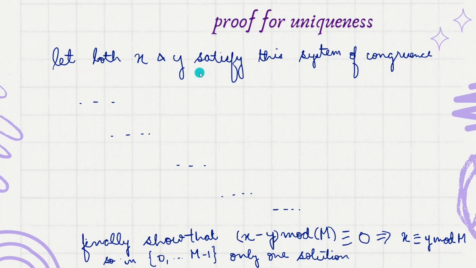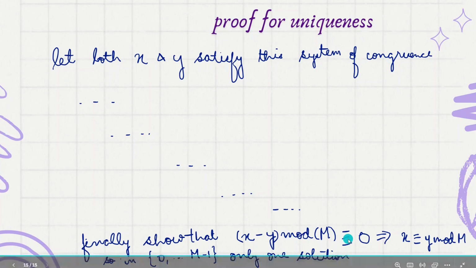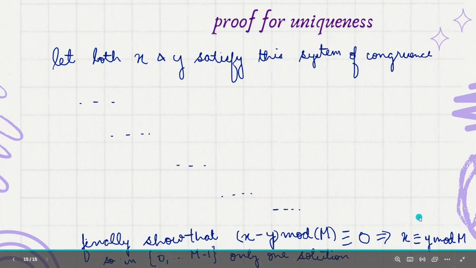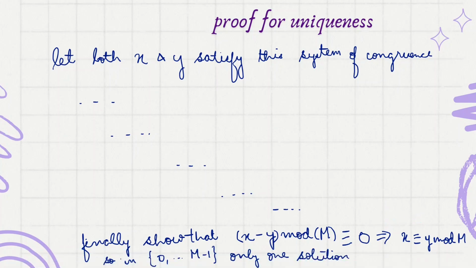Let both x and y satisfy the system of congruences. After that, I'll ask you to proceed with it. And finally, this is a hint, you have to show that x minus y mod capital M will give you 0. This implies that x is congruent to y mod M. That is, x and y are equivalent modulo capital M. There's only one value in the range of 0 to capital M minus 1 which satisfies this system. So that's the proof of uniqueness.